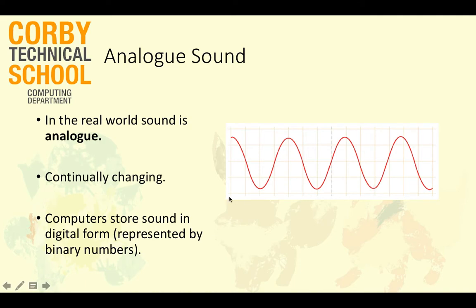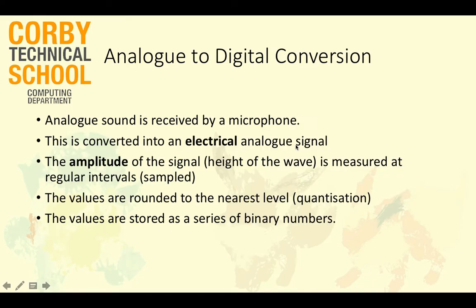Computers can't store analog sounds. Computers can only store things in digital format, which means that this signal needs to be converted to digital, which means a series of binary numbers which represent the positions of these waves over time. So what does that involve? What does analog to digital conversion mean?